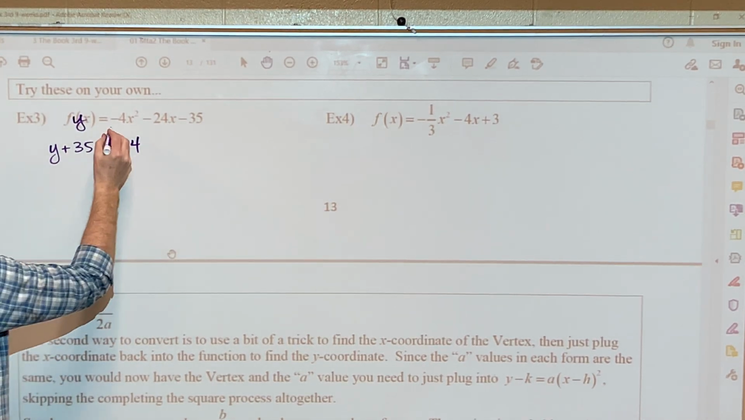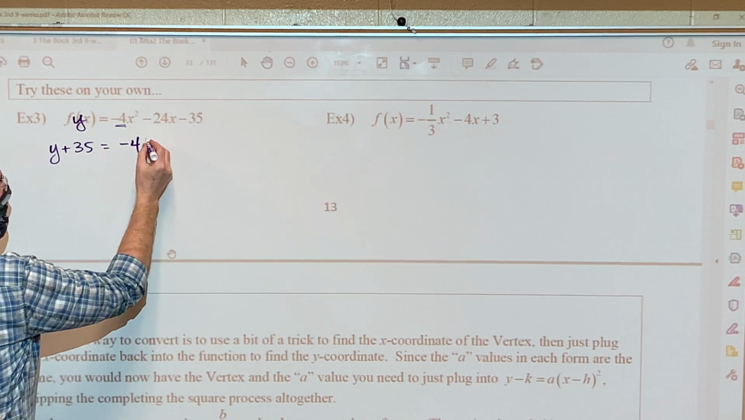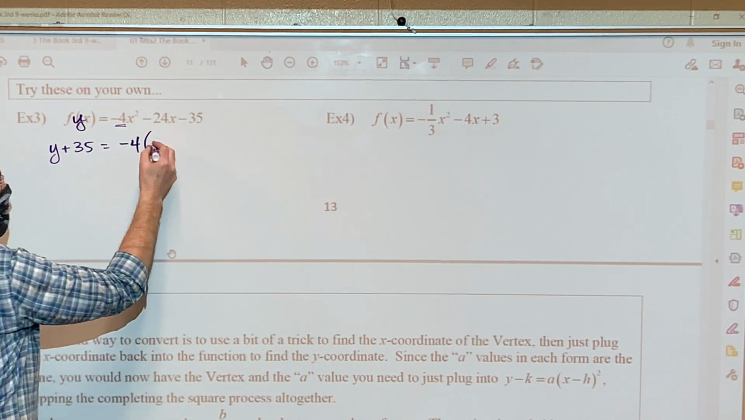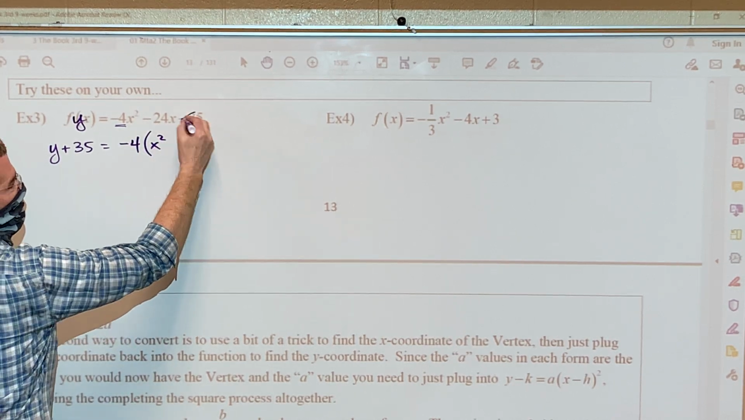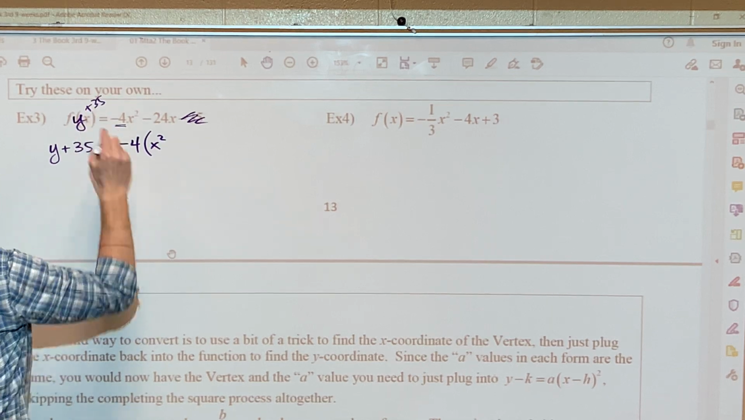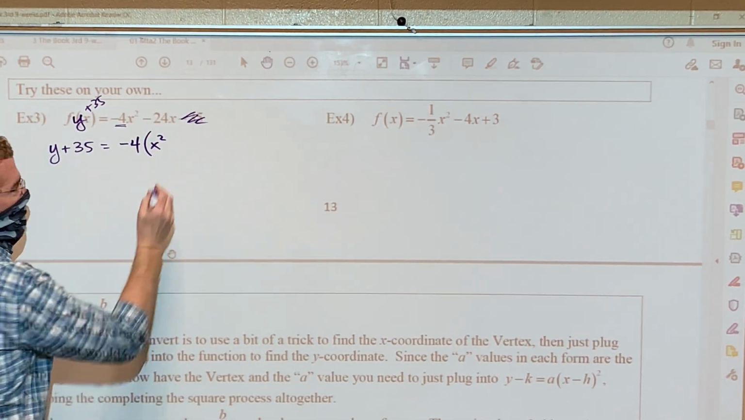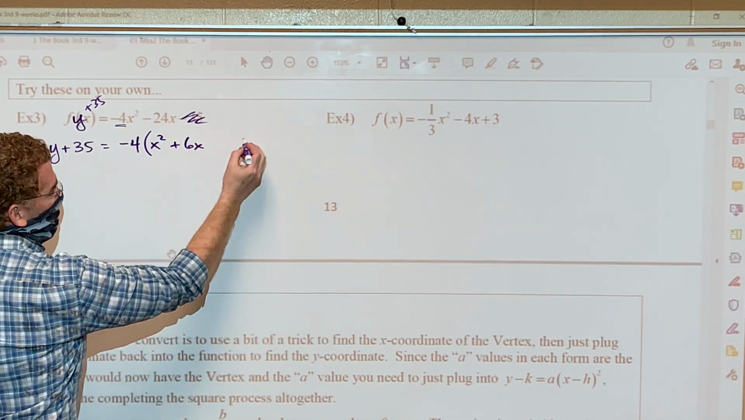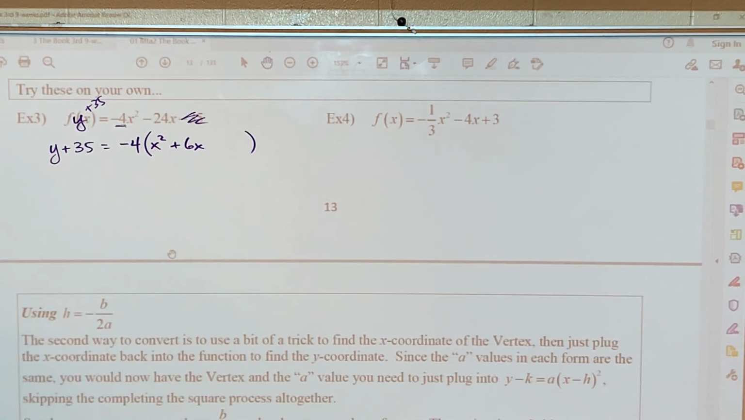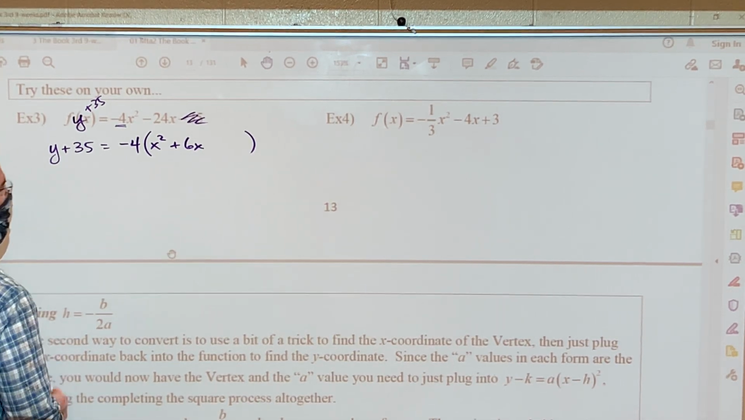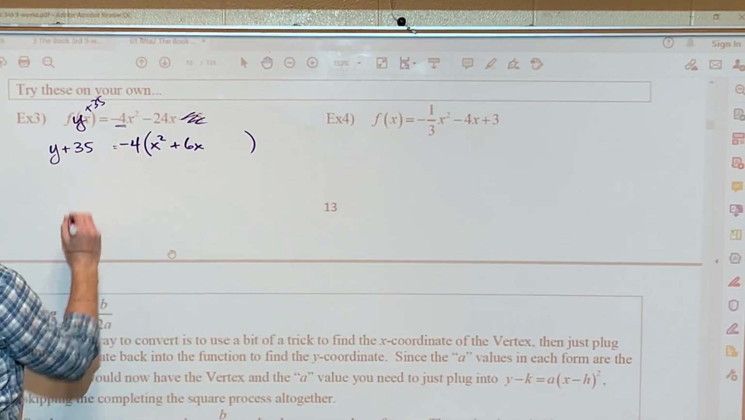factor out a -4. So when I factor out a -4, that gives me a positive x squared. The 35 is already gone, right? It's already over here. And then factoring out a -4 out of -24 gives me a what? Plus 6x. So I'm basically factoring out a GCF. Now I need to complete the square. So how do I complete the square here? Take it in half and square it.